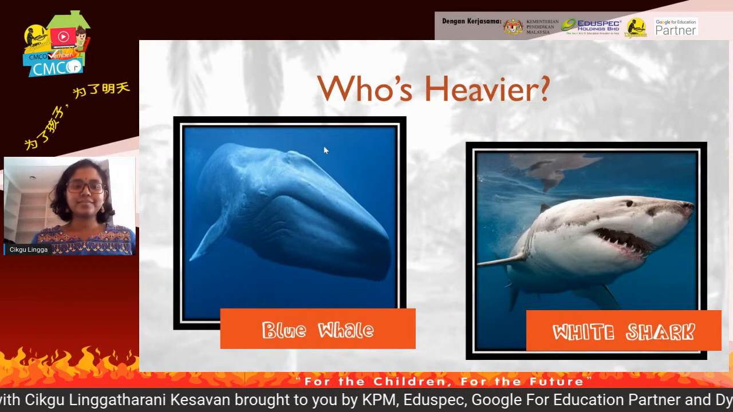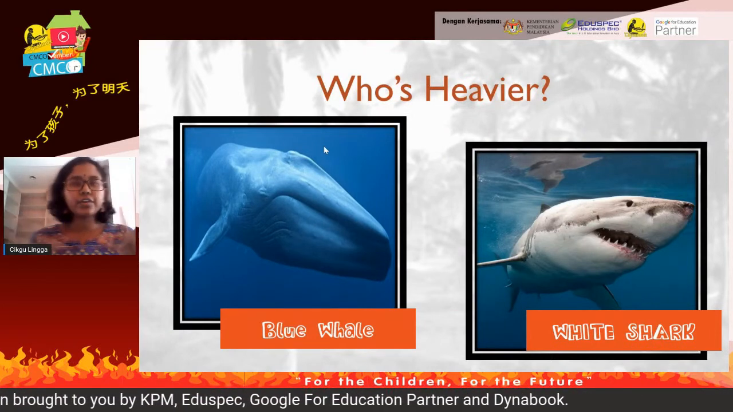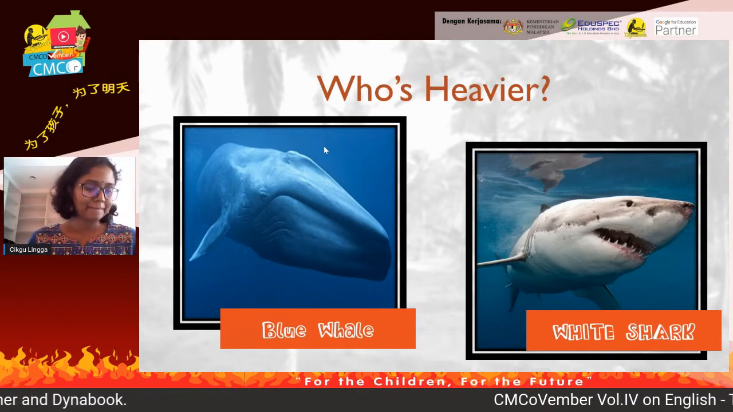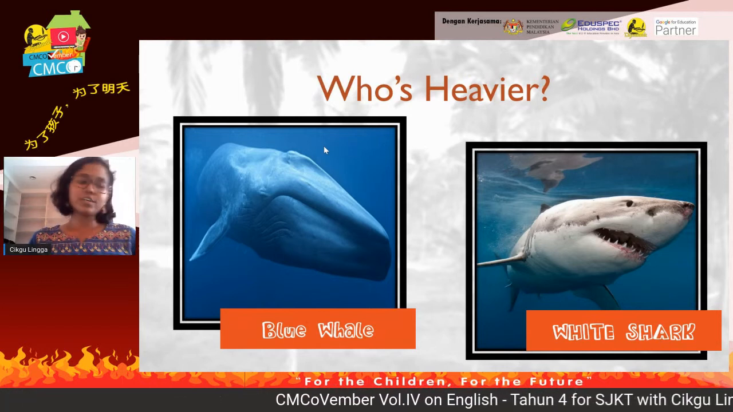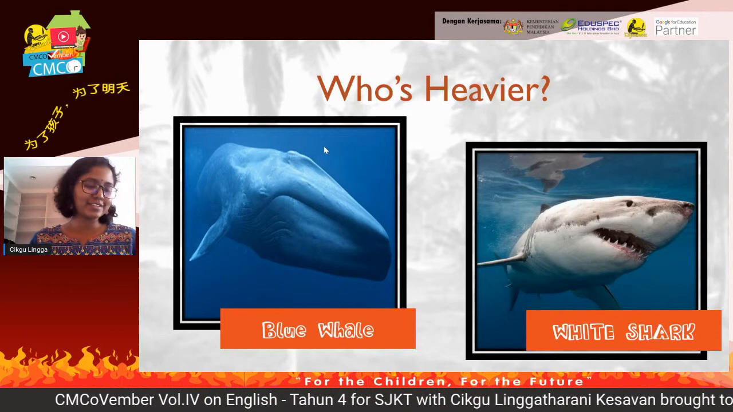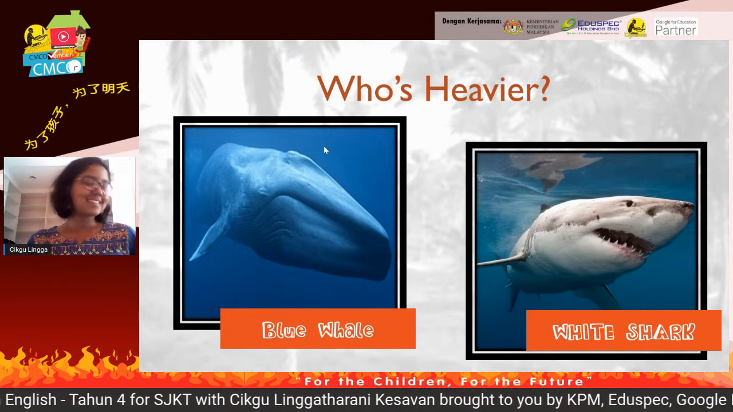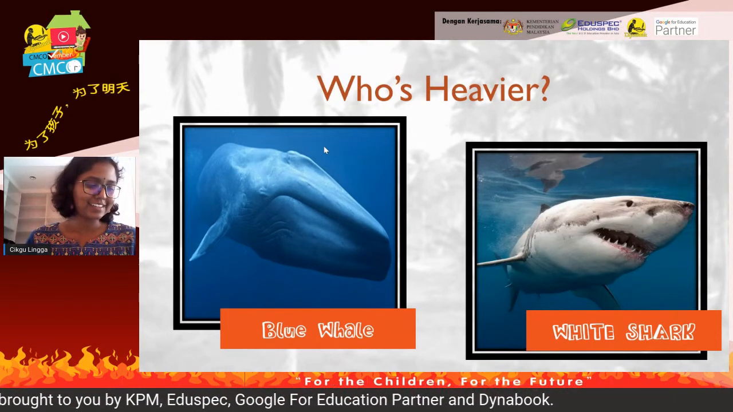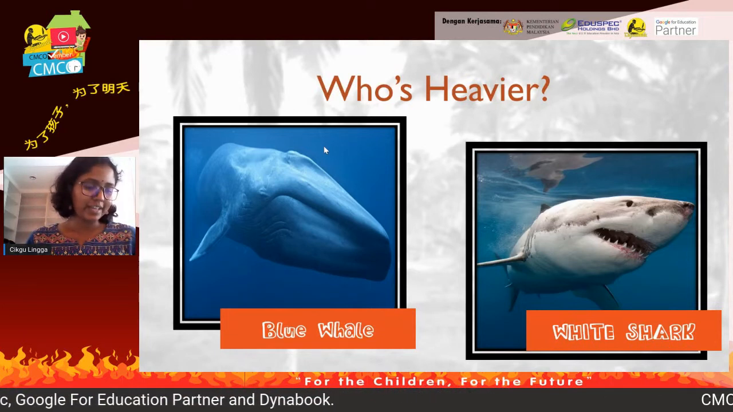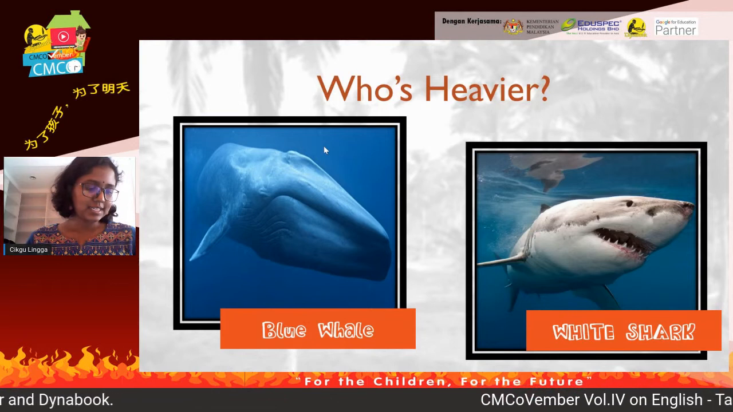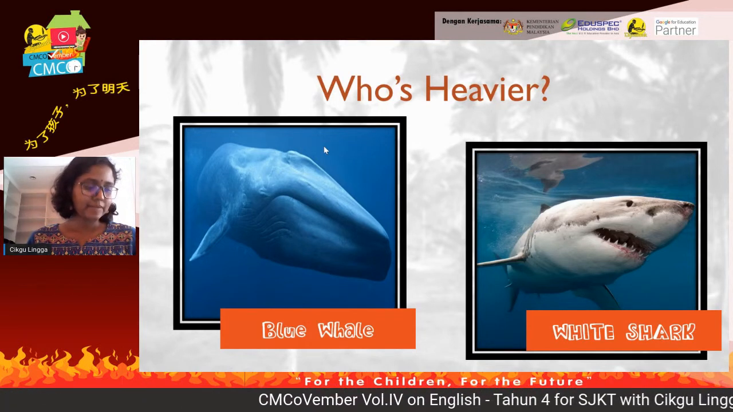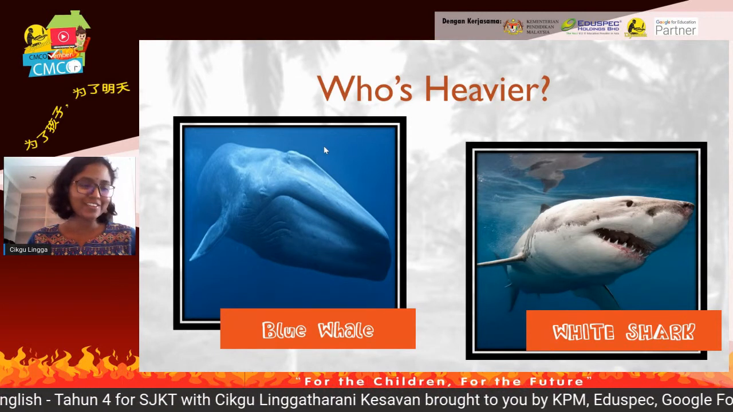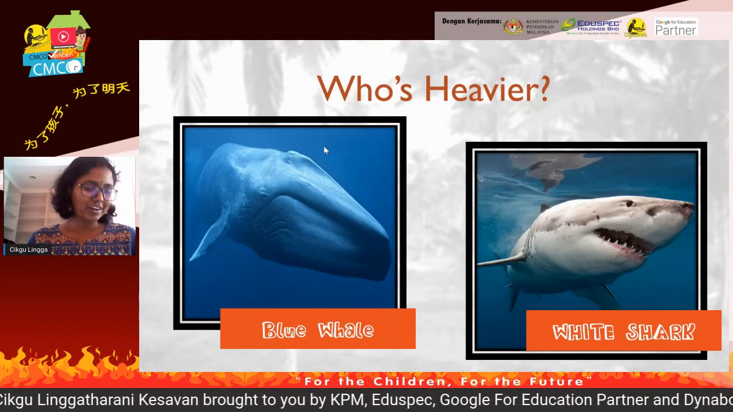Who's heavier, a blue whale or a great white shark? Okay, put your answers in the comments. Let me read. DJ Fortnite, you keep saying dragon and dinosaurs. Those are not options. Blue whale or white shark? Someone says blue whale. I don't see a shark. Blue whale, blue whale. Blue shark? No. It's either a blue whale or a white shark.